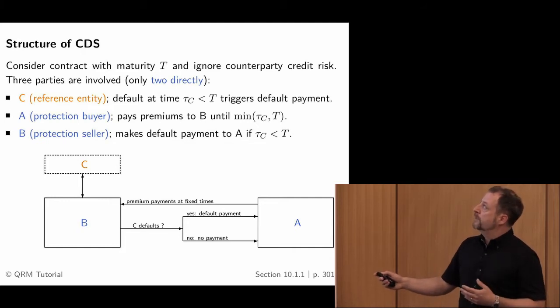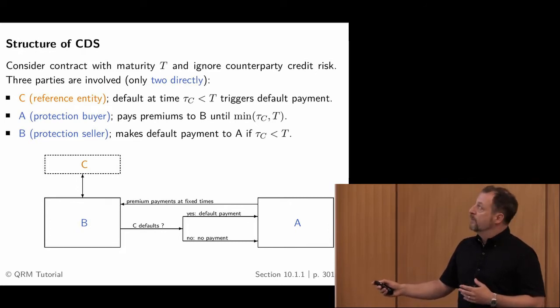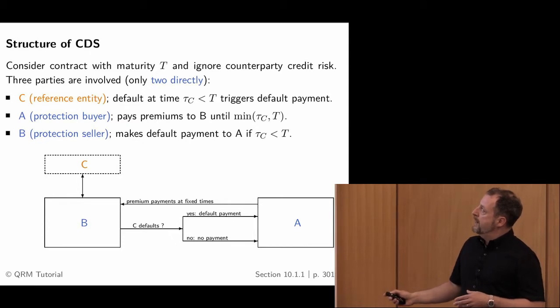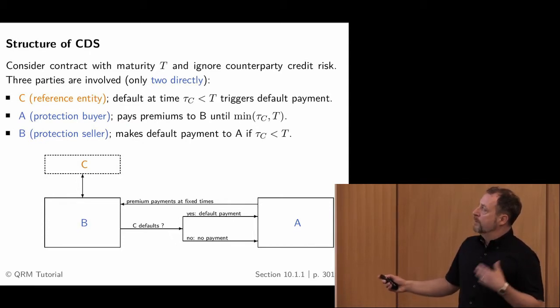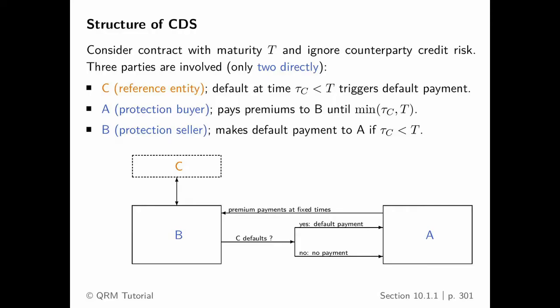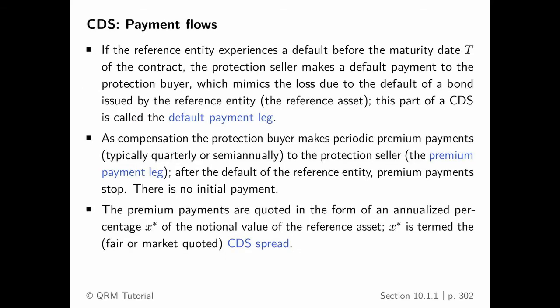There will be a maturity T to this contract. Tau C is the default time of entity C. It may never default, but we are worried about the event where tau C is less than T. The premiums are paid until maturity, and they cease should default take place. And the default payment is only made in the event that tau C is less than T. The premium payments are fixed. Yes, we'll take it to be a fixed premium.